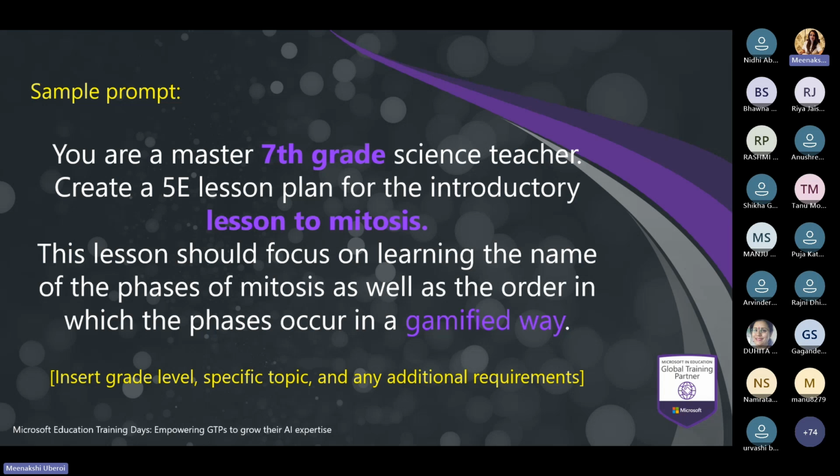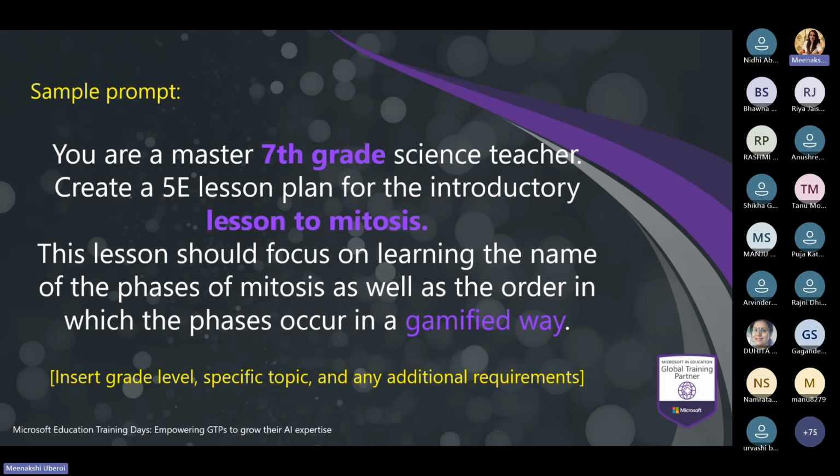My prompt is that you are a master. So I am telling this to Copilot that you are a master teacher, seventh grade science teacher. Create a 5E lesson plan. Now that's my pedagogy lesson plan on meiosis. And this lesson should focus on learning the names of the phases, as well as the order in which these phases occur, in a gamified way.